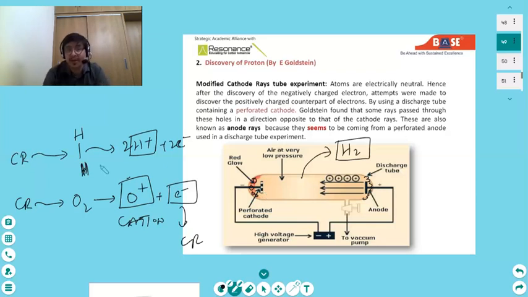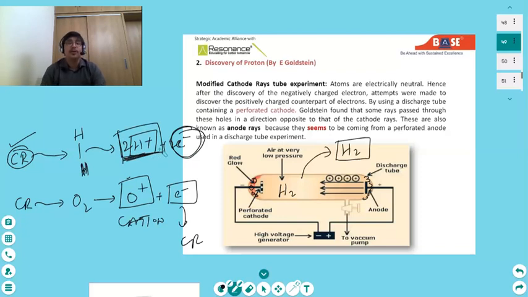The anode ray is not coming from the anode. The cathode ray is a high energy, negatively charged particle. When it hits the gas present inside the cathode ray tube at low pressure, it ionizes it by knocking out an electron. The electron knocked out becomes part of the cathode ray, and this positive entity, the cation, in the case of hydrogen, is known as proton. So this proton was discovered.